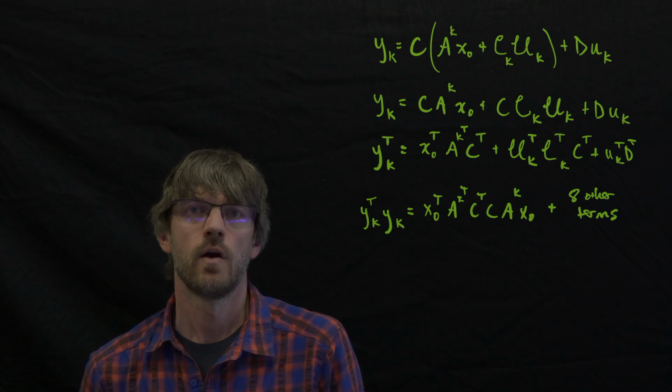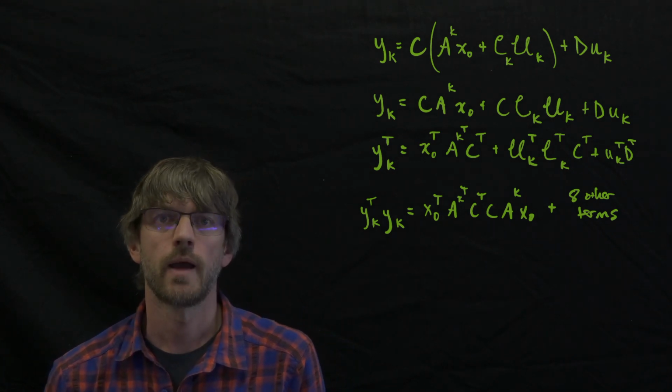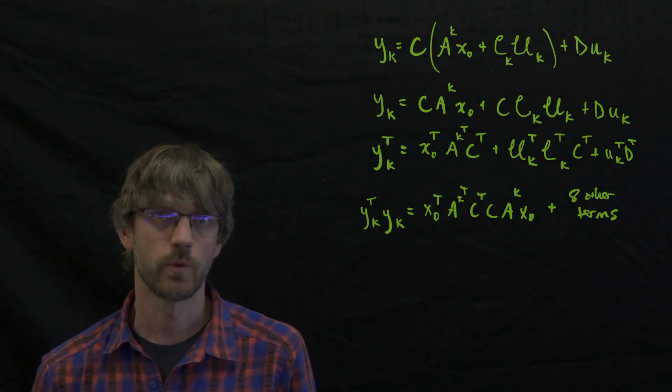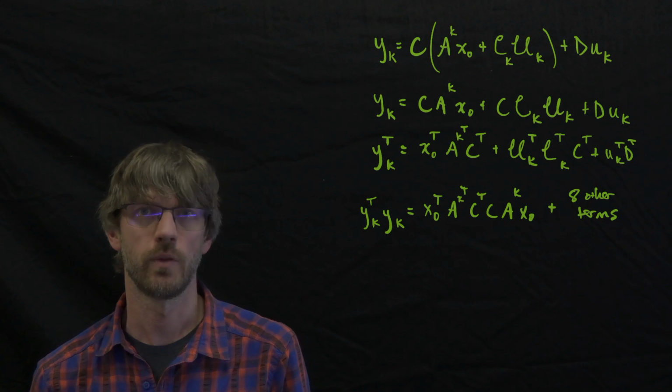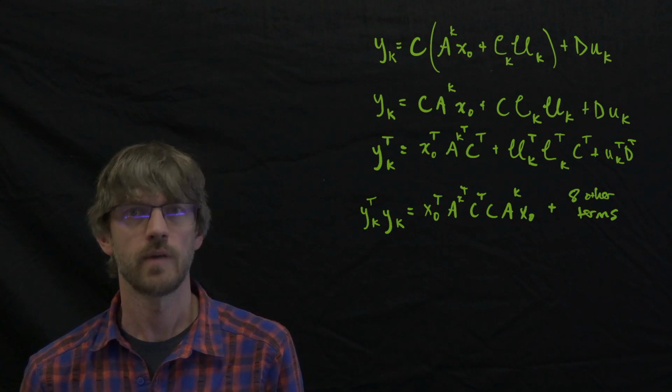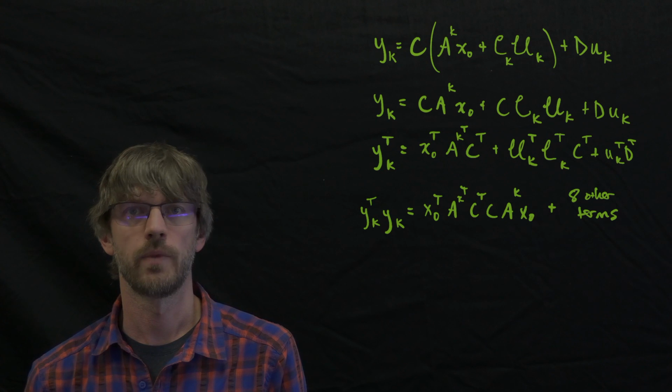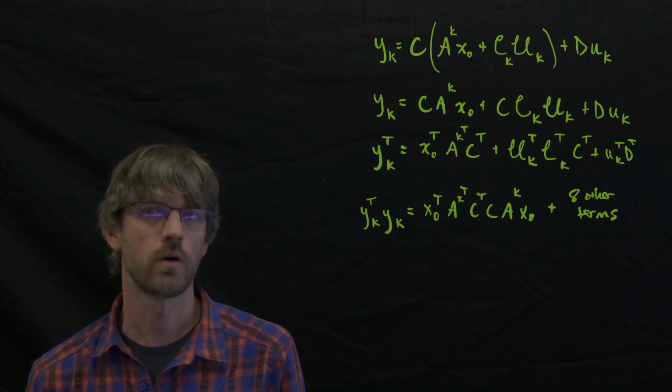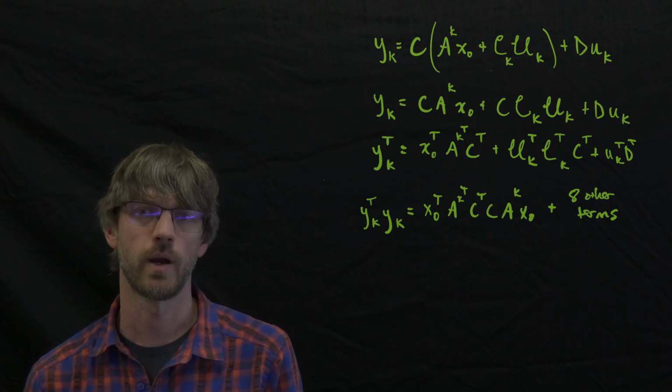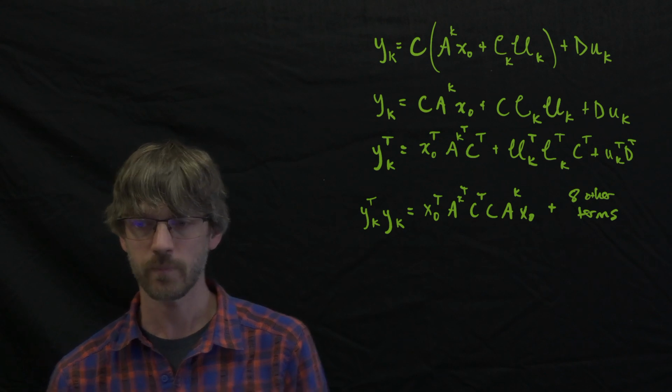But as long as our control inputs u are not actually a function of our state, which is an assumption that we have to make in order to do this kind of analysis, then when we take the second derivative, all those 8 other terms are going to disappear. They're all going to go to 0. So we really only need to worry about that first term that I've written out.